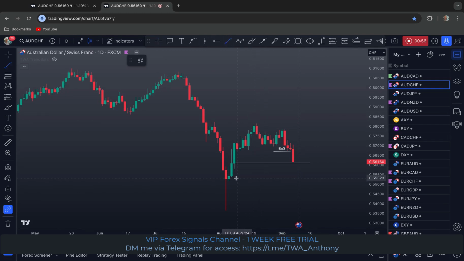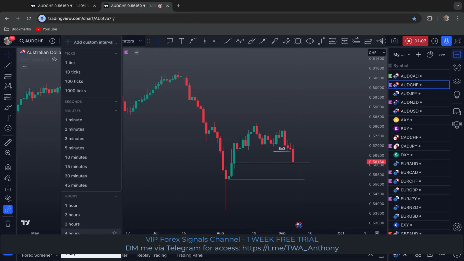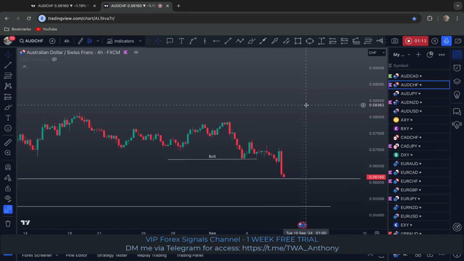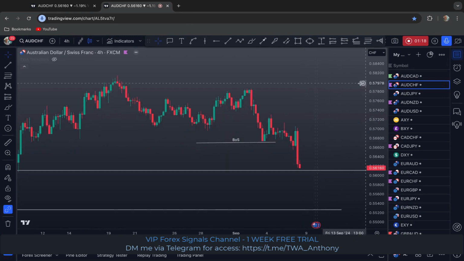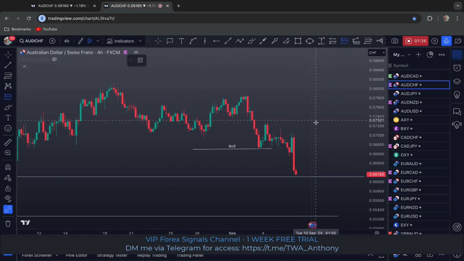Now, the draw on liquidity would be this low over here, potential target, right? So we have these two levels that we can work with. So let's just go down the time frames and we'll look at a couple of different possibilities here. Now, understand that the markets have been fairly volatile recently. Okay, so one idea would be to short this on a pullback.